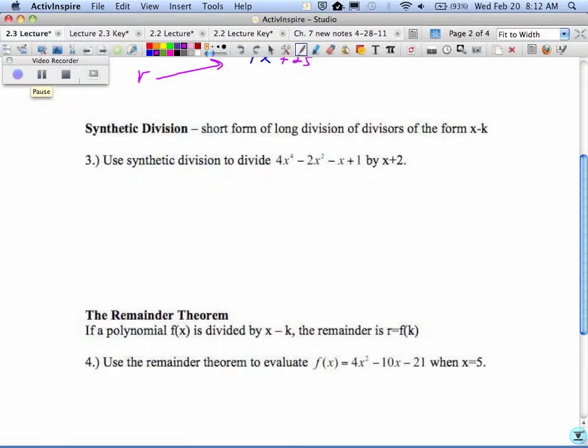Synthetic division. This is kind of a shorthand notation of polynomial long division. We're going to use synthetic division to divide 4x to the fourth minus 2x squared minus x plus 1 by x plus 2. Okay?